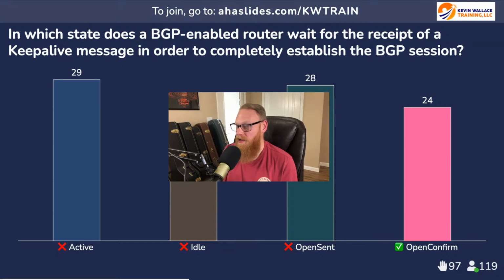But in the open confirm state, BGP is going to wait for the receipt of either a keep alive or a notification message. If no keep alive message arrives, then the BGP state is going to move back to idle. If there is the receipt of a neighbor's keep alive message, then the BGP session moves to the final state that we want to see it in, which is the established state.